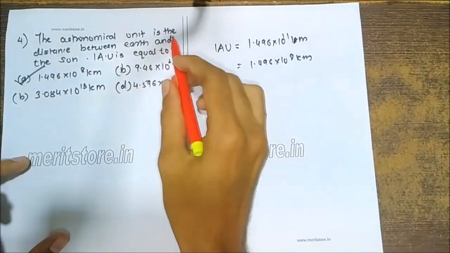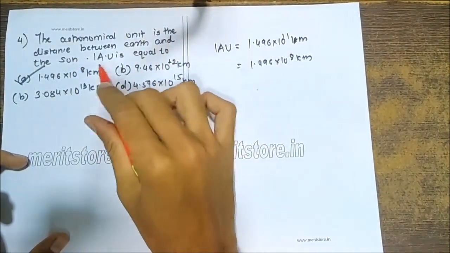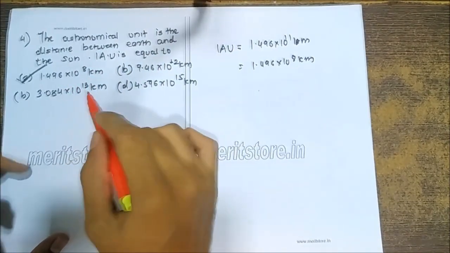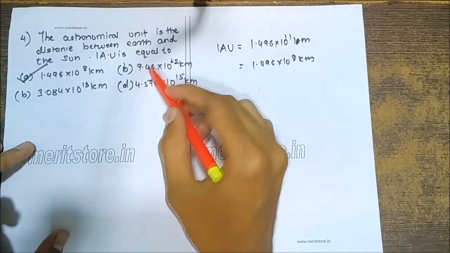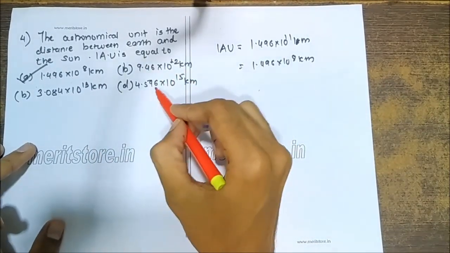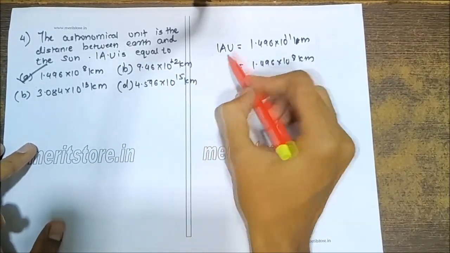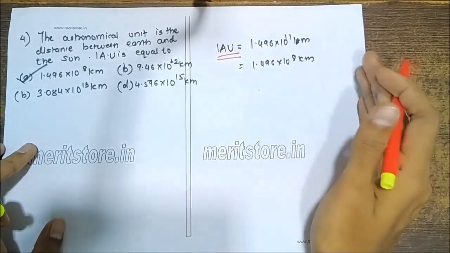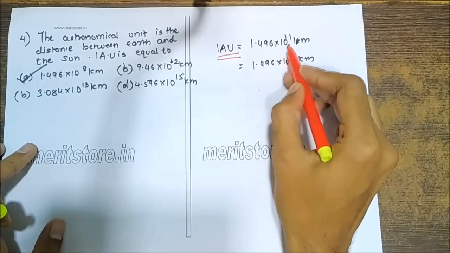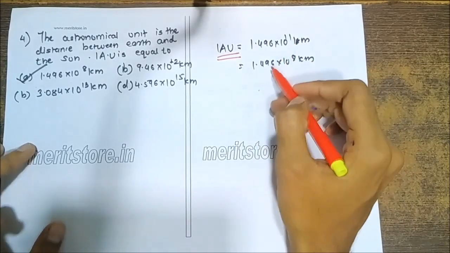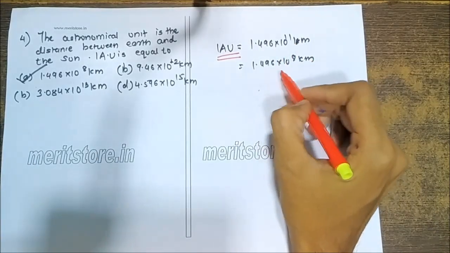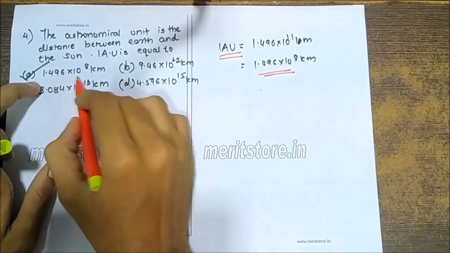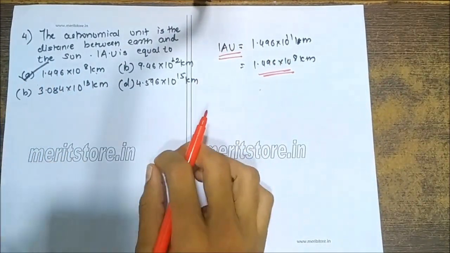Question: the astronomical unit is the distance between the earth and the sun. 1 AU is equal to 1.496 into 10 raised to 8 kilometers, 3.084 into 10 raised to 13 kilometers, 9.46 into 10 raised to 12 kilometers, or 4.596 into 10 raised to 15 kilometers. Basically, one astronomical unit, that is the distance between the earth and the sun, is measured as 1.496 into 10 raised to 11 meters, but in kilometers it turns out to be 1.496 into 10 raised to 8 kilometers. So your correct option is A, 1.496 into 10 raised to 8 kilometers.